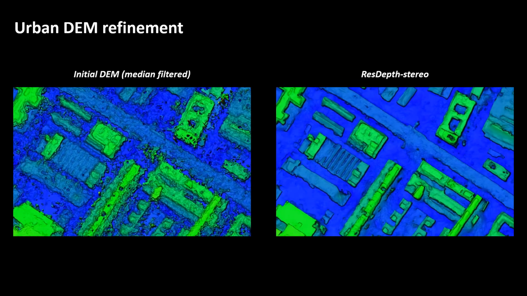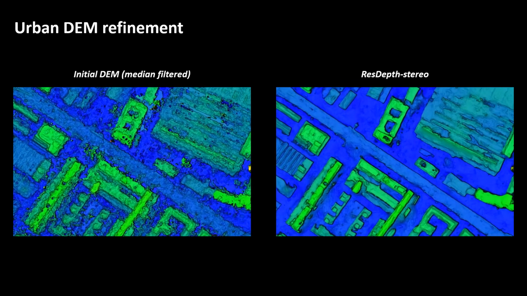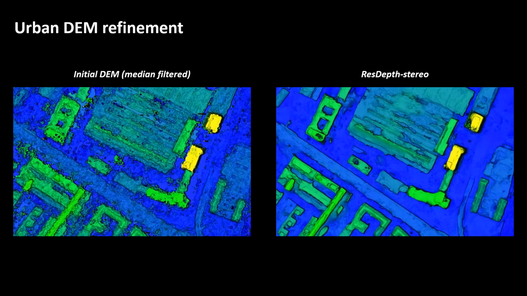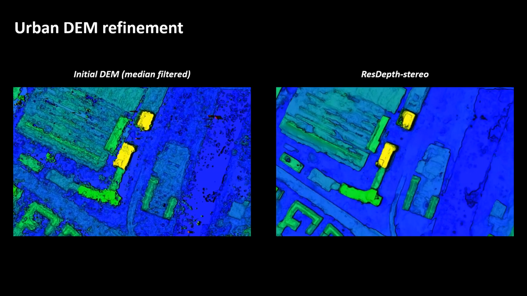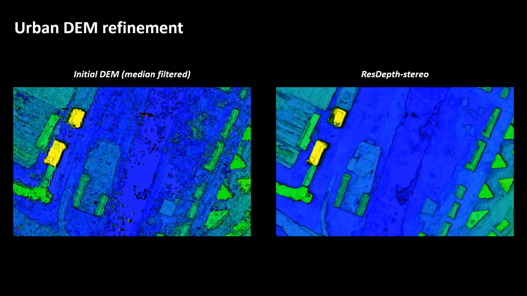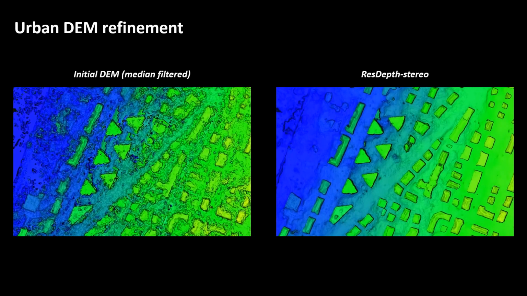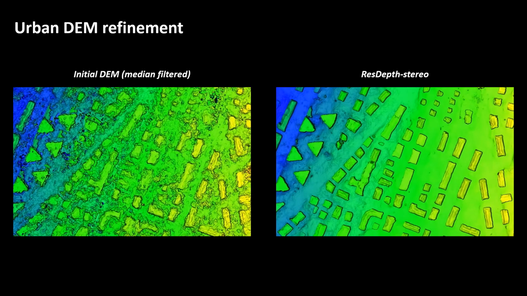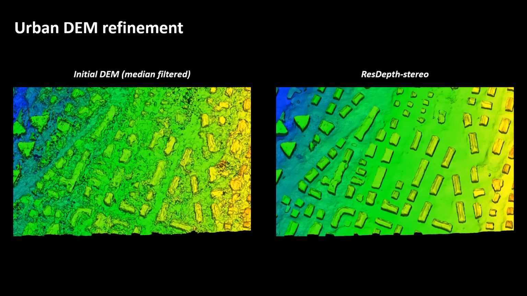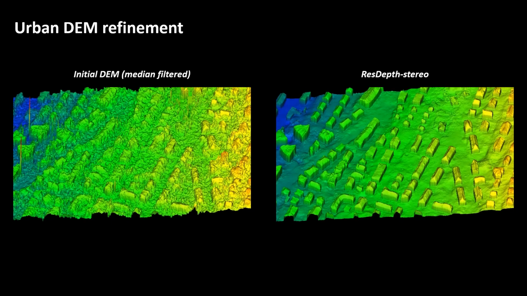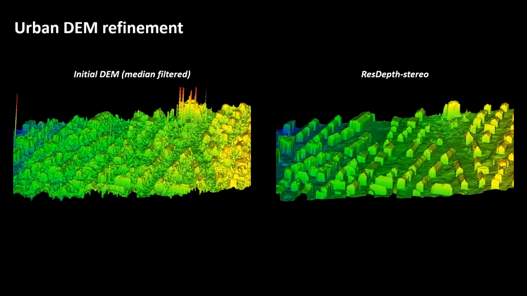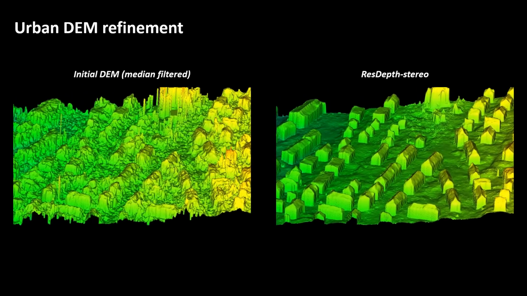ResDepth greatly reduces the noise and removes outliers due to matching errors. The refined digital elevation model is geometrically more accurate and detailed. Building shapes become crisper throughout the entire scene, and additional roof details emerge that were missing in the initial reconstruction.